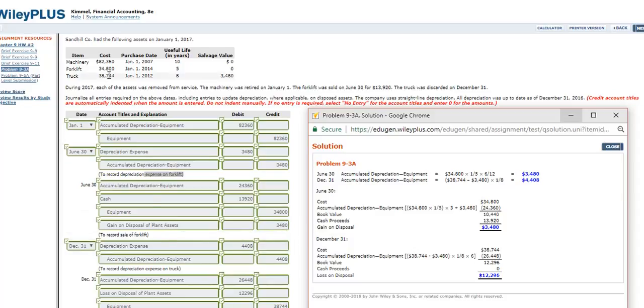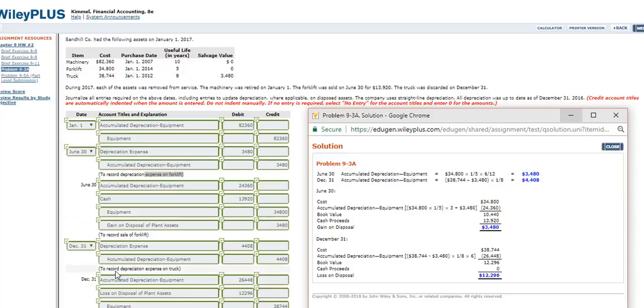Okay, so the last item in our list is the truck. For the truck, it is important that we see a difference between the first two items. Here we have the salvage value. It is important that you keep that in mind.